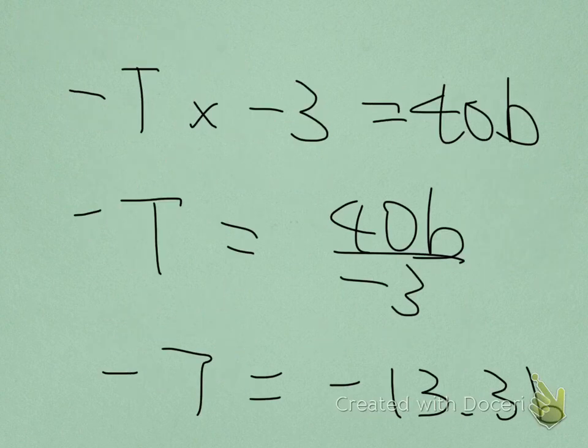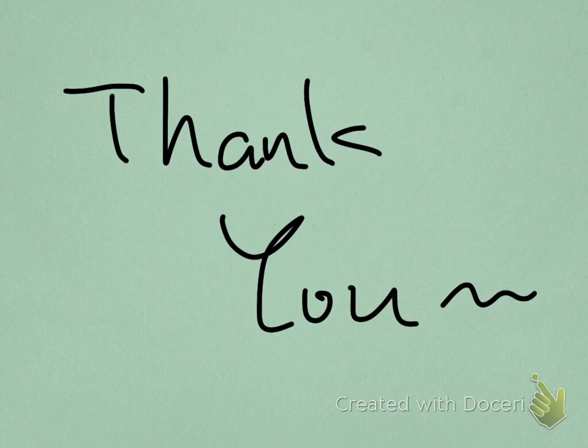Because tax and spending have an inverse relationship, the minus tax times the minus 3 equals the target change in GDP, which is $40 billion. So the minus tax is $40 billion divided by minus 3, which means the tax is $13.3 billion.